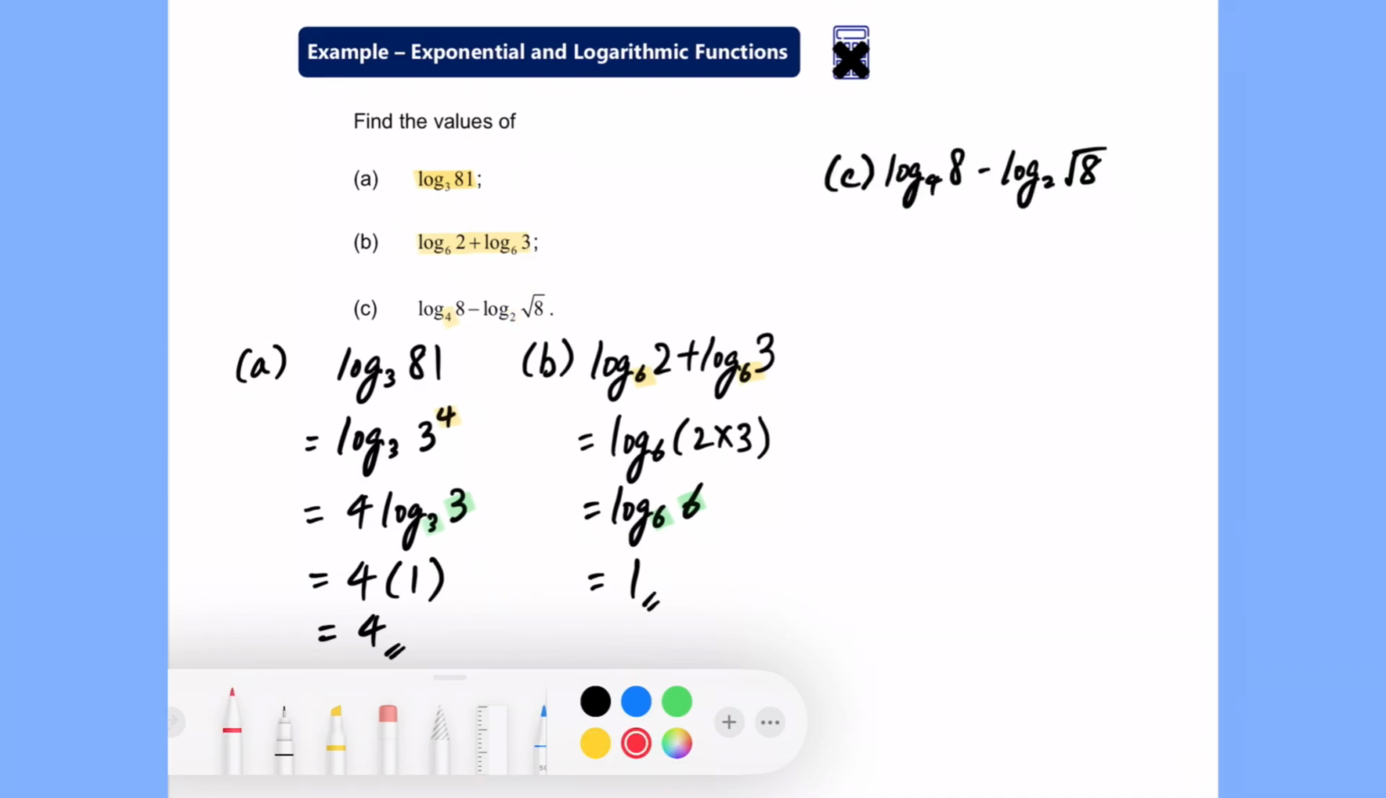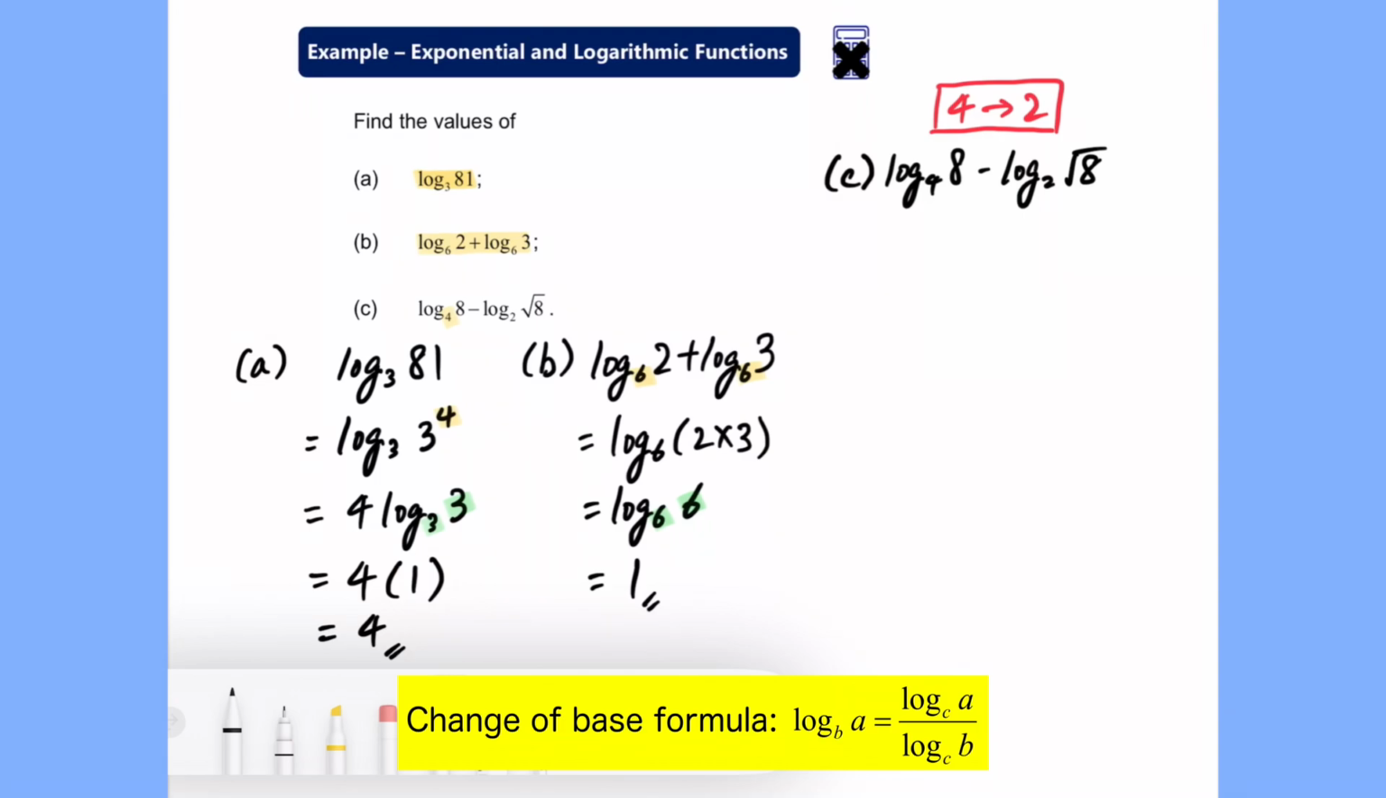Okay, so we can start from this step, and then our goal is to change from the base 4 to the base 2. Then we will be able to apply this change of base formula to change the base of the first term from 4 to 2. By applying this change of base formula, we will be able to express the first term as a fraction, where the numerator and the denominator would be in terms of log to the base 2.